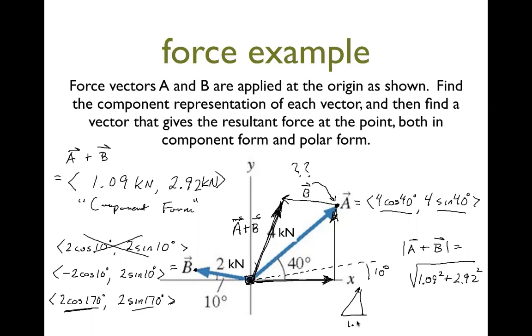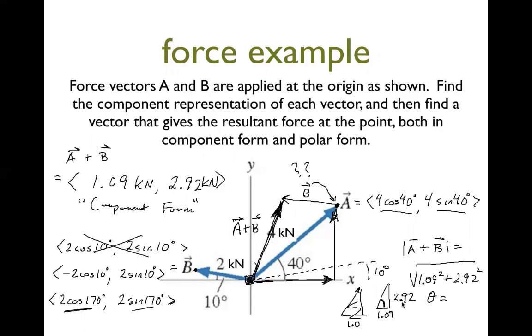So if this is 1.09, oh, I'm going off the screen again. So how about that? That's 1.09, and this is 2.92. Then we're asking about this angle. How would we find that angle? Tangent of 2.92 over 1.09. Okay, so actually I want the arc tangent, right?